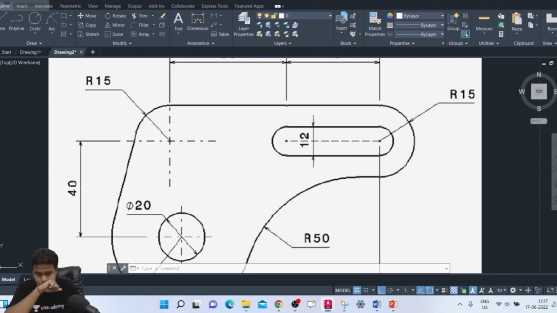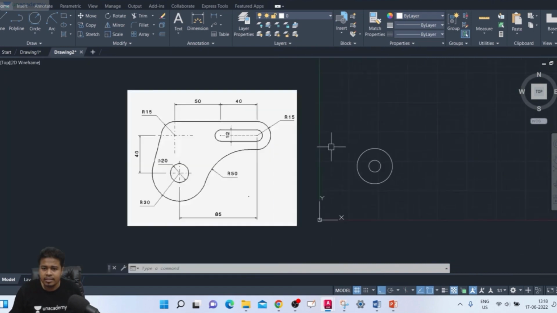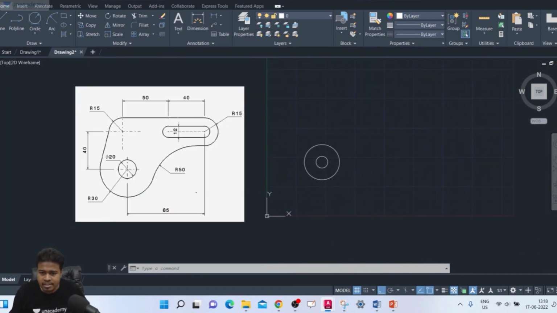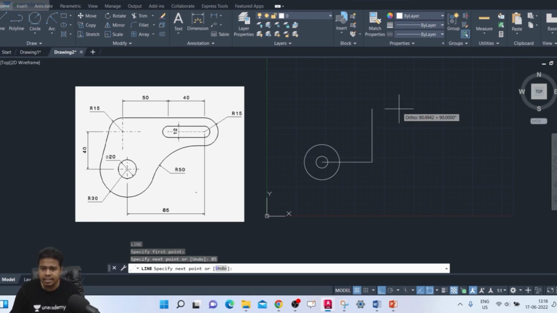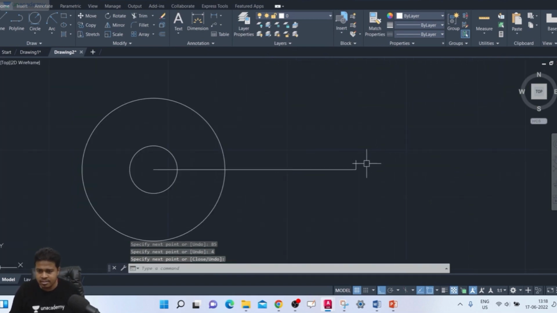But what is the horizontal distance of this arc center? It is 85 from this particular center. So let us plot this point first. How to plot? First draw a horizontal line of 85 length and then a vertical line of 40 length. Sorry, 4 has been taken, it should be 40. Go to line, it will be 40.